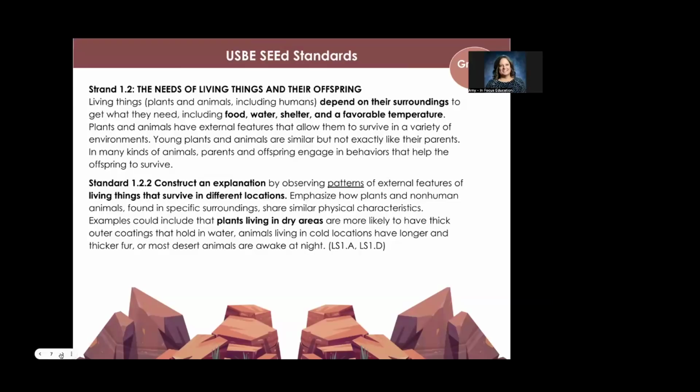In first grade, we talk about the needs of living things, including food, water, shelter, and temperature, and specifically the patterns of external features of living things, including plants and animals, that help support them in surviving in different locations. Notice, even embedded in this first grade standard, we talk about animals living in cold locations that have thick fur, or for our webinar, animals in desert climates that stay awake at night to remain cool. Or when you're looking at the dance part of our webinar, you'll learn about plants that come out only at night.